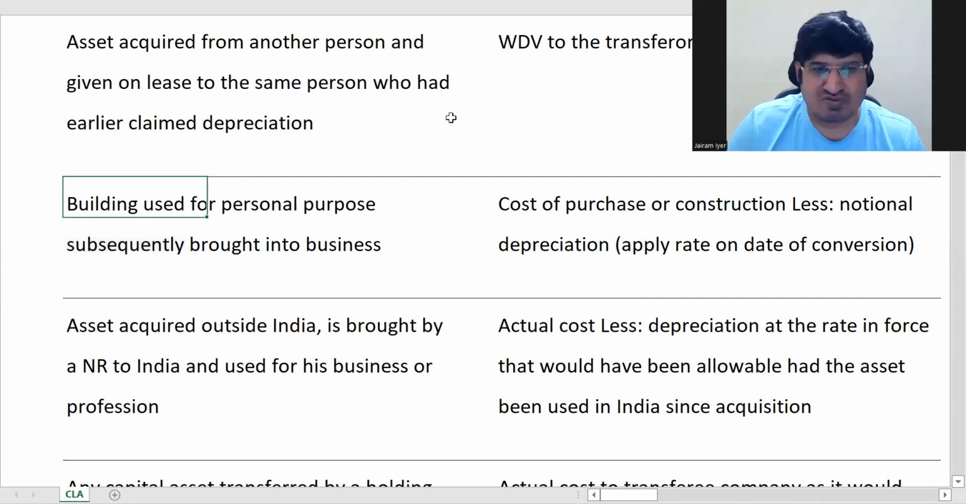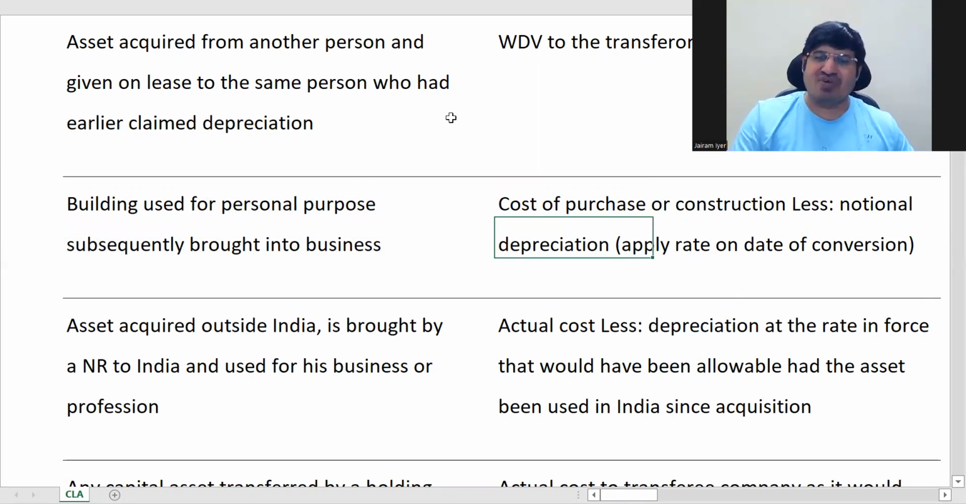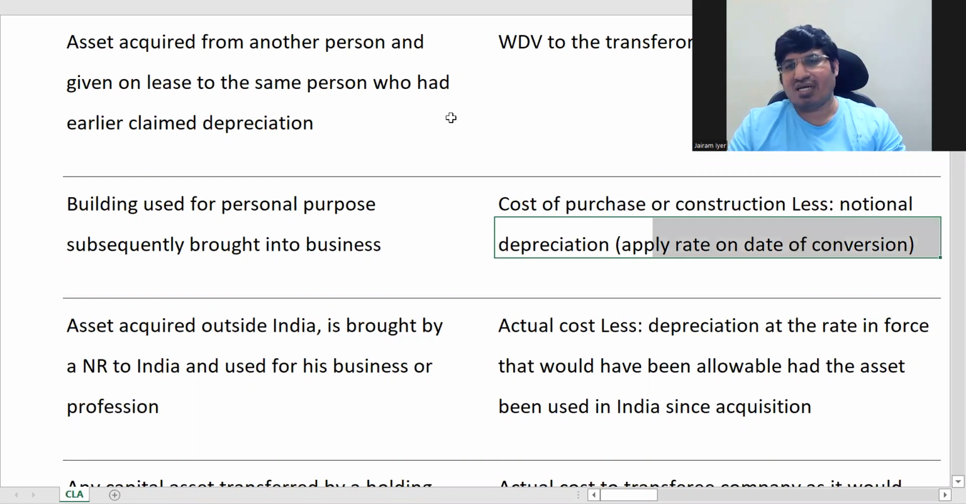The building used for personal purpose subsequently brought into business. So we said that we'll take notional depreciation. And which date will it be? Not on the date of purchase, but the date when we are bringing it into business, in the current year. For example, now your problem will be for previous year 21-22, so you will use our current rate table.